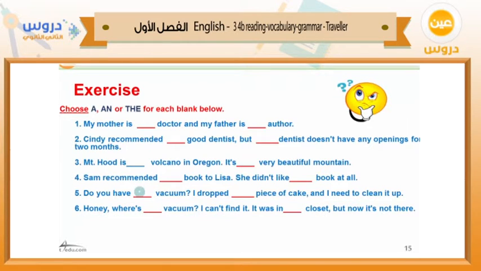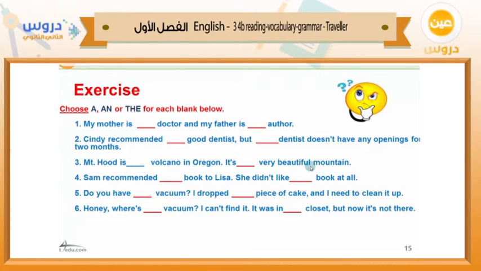Now let's have an exercise and fill the spaces here with either a, an, or the for each of the following. I'm going to read for you first from 1 to 6. 1. My mother is a doctor, an doctor, or the doctor, and my father is author. 2. Cindy recommended good dentist, but the dentist does not have any openings for 2 months. 3. Mount Hood is volcano in Oregon.